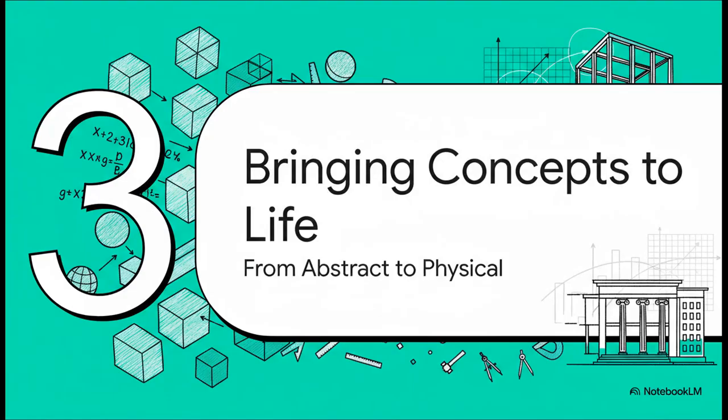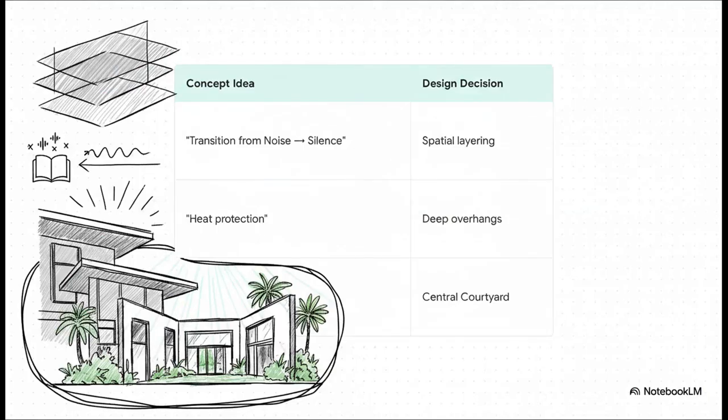Okay, theory's great, but how does this abstract idea actually become a physical building? Let's look at a few examples of concepts really coming to life. So let's imagine we're designing a public library in a really hot climate. A concept like transition from noise to silence isn't just a nice phrase. It directly leads to a design decision, like layering the spaces. The need for heat protection, boom, that gives you deep overhangs. A desire for natural light, well, that generates a central courtyard. You see? The idea directly drives the form.